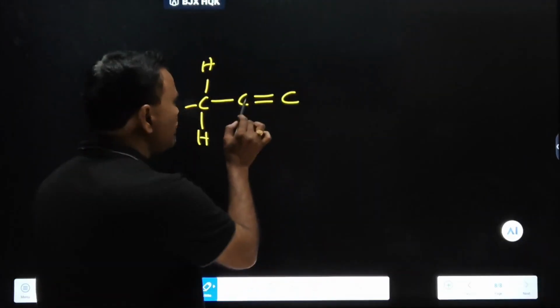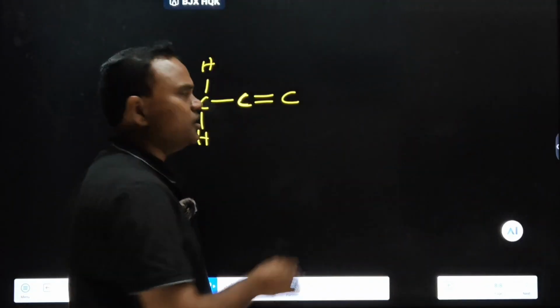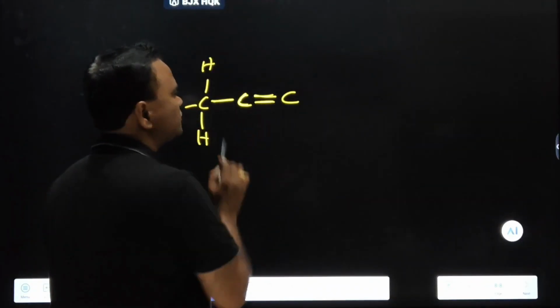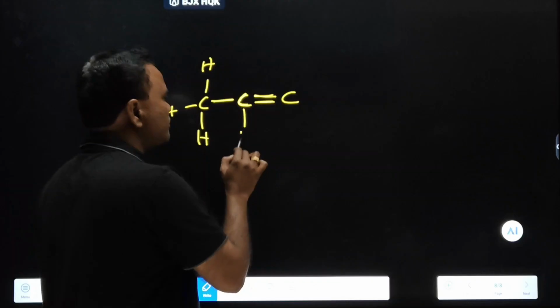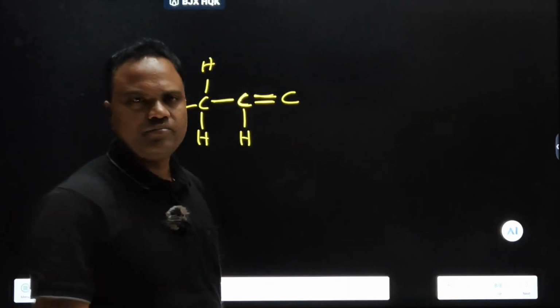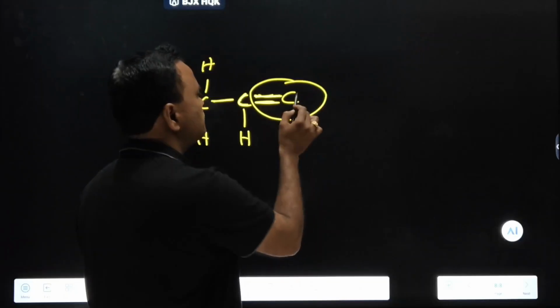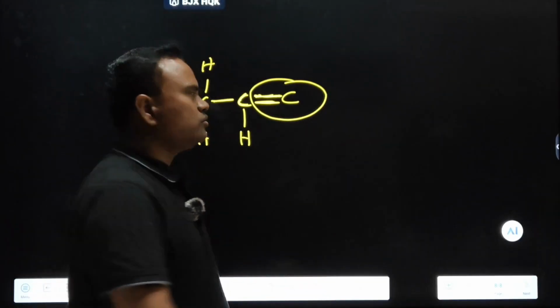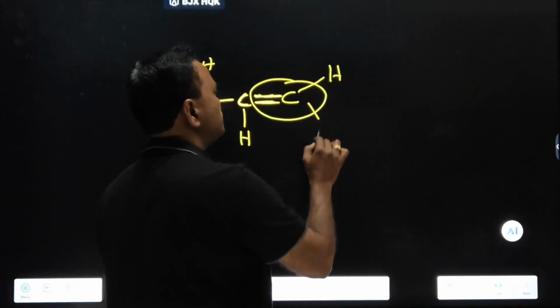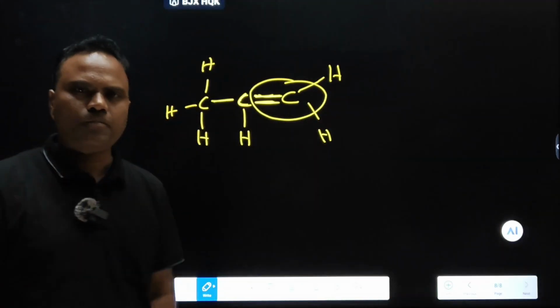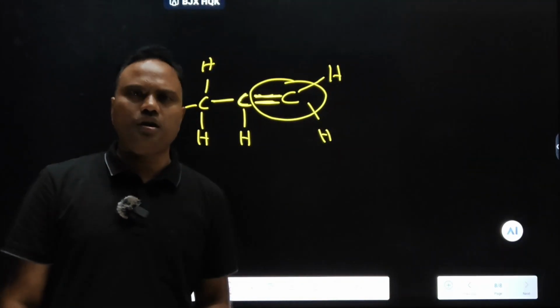Okay, and this carbon is connected to how many bonds? 1, 2, 3. 3 bonds are connected, so write one more hydrogen. And this carbon is connected to how many bonds? 2 bonds, right? See, this carbon is connected to 2 bonds now, so 2 more hydrogens you have to keep here, like this. Clear? We know already how to balance the carbons.